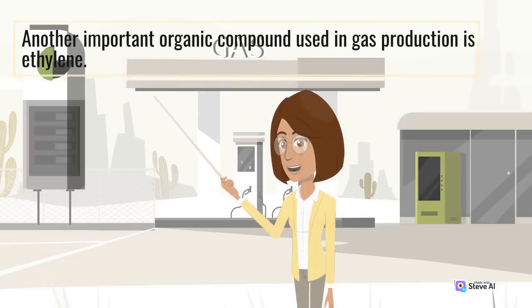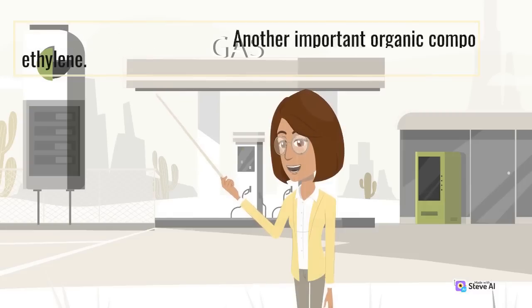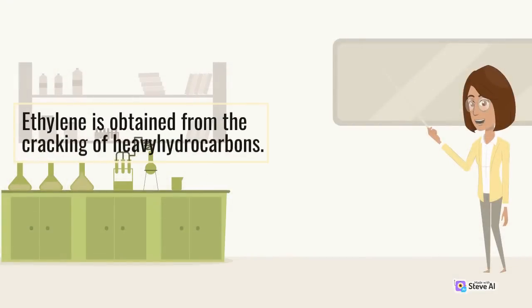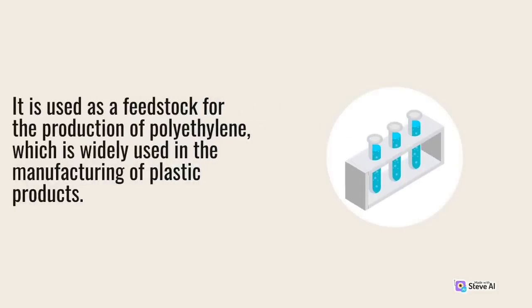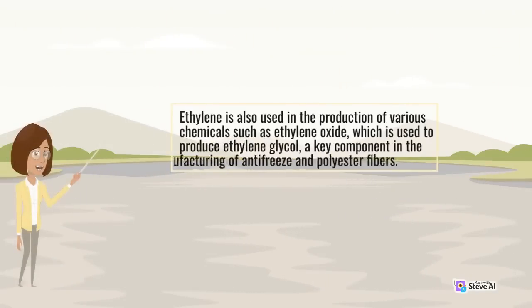Another important organic compound used in gas production is ethylene. Ethylene is obtained from the cracking of heavy hydrocarbons. It is used as a feedstock for the production of polyethylene, which is widely used in the manufacturing of plastic products. Ethylene is also used in the production of various chemicals such as ethylene oxide, which is used to produce ethylene glycol, a key component in the manufacturing of antifreeze and polyester fibers.